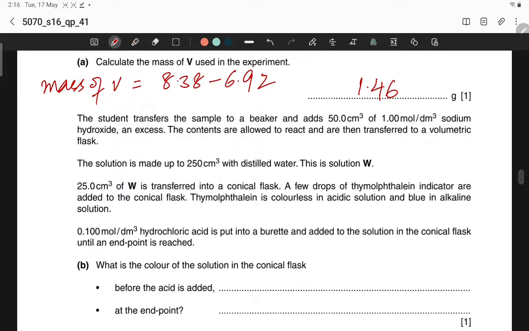The student transfers the sample to a beaker and adds 50 centimeter cube of 1.00 mole per dm cube sodium hydroxide in excess. The contents are allowed to react and are then transferred to a volumetric flask. The solution is made up to 250 centimeter cube with distilled water. This is solution W.